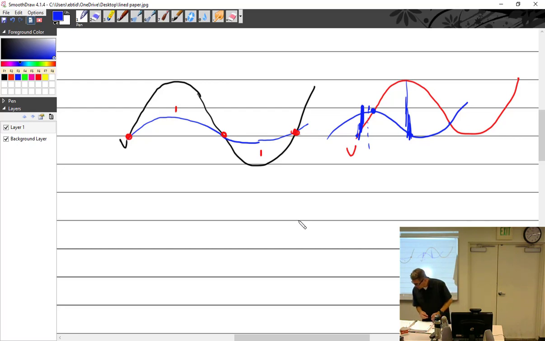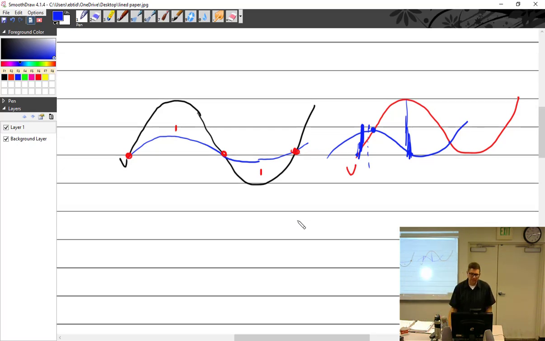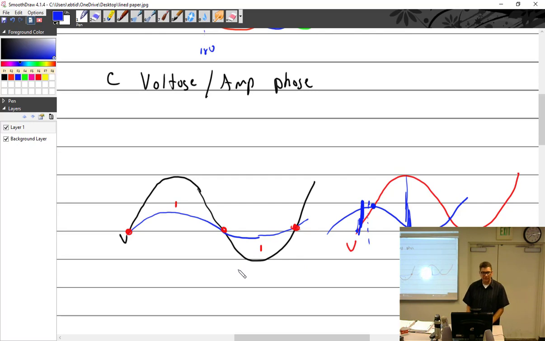Let me see, AC circuits. What was the word you used? Insufficient circuit? Inefficient. Not efficient. It's inefficient.